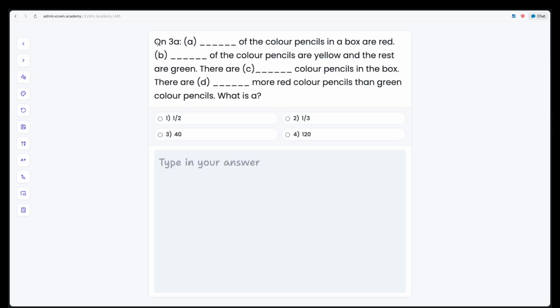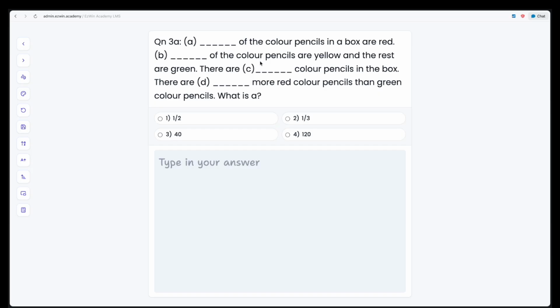Okay, so for question 3a, we need to fill in the blanks, right? Something of the color pencils in a box, something of the color pencils are yellow and the rest are green. There are something color pencils in the box. There are more red color pencils than the green. So what is A? In this case, what is the simplest line that we can put in that we are certain is the correct answer?